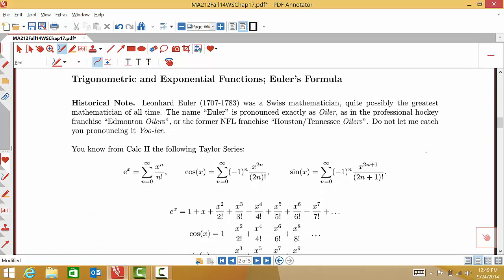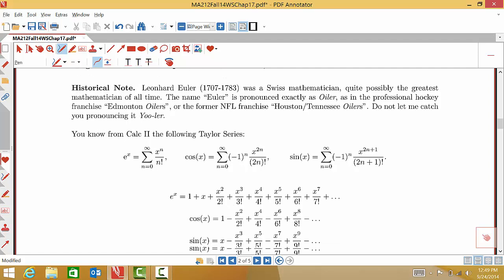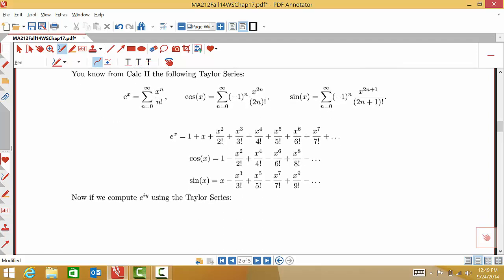Okay, so the important part of today's video is Euler's formula. Probably the most important part anyway. So, historical note, this is named after a man, Leonhard Euler. He's a Swiss mathematician, extremely talented. The name Euler is pronounced just like that, Euler. It's not Yewler. Don't say Yewler, okay? It's Euler. Okay.